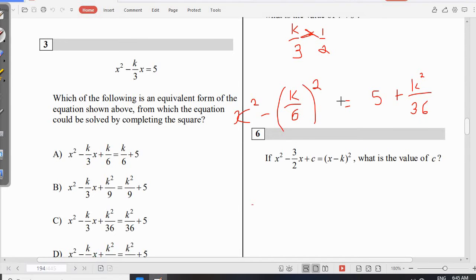So we have already seen this. We have seen this shown here. This will be x. This is 5 plus k square over 36. So I'm seeing something here. If you're adding this thing to both sides, you're having x squared minus k over 3 x plus k squared over 36, which is that stuff here. That's k squared over 36 equal to k squared over 36 plus 5. So this is the answer here. This is the answer.